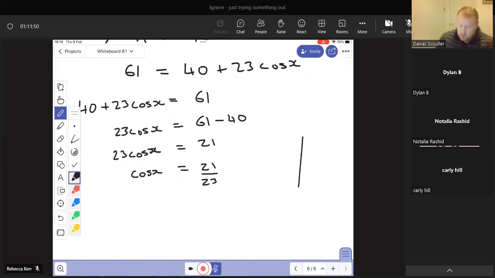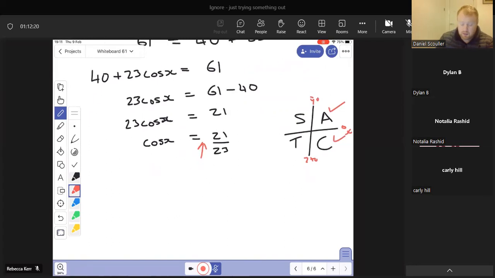So we can go into our CAST, and we're looking to see if this is negative or positive. It's positive. So cos x is positive in that fourth quadrant, and cos x is positive in that first quadrant. So between 0 and 90, and between 270 and 360. So our answer is going to be found between 0 and 90, and between 270 and 360.